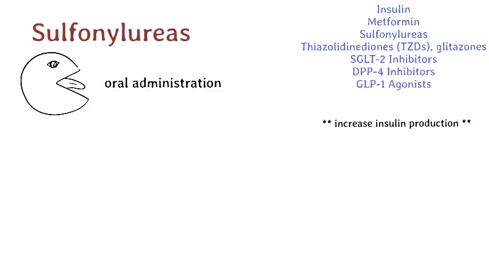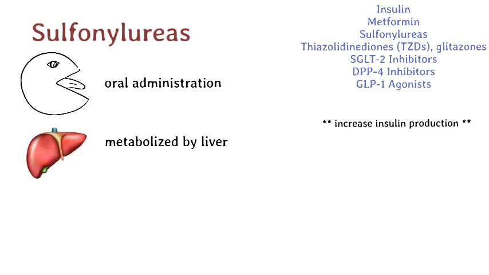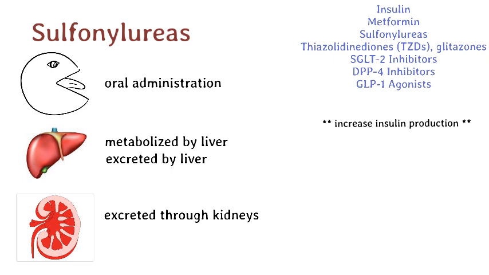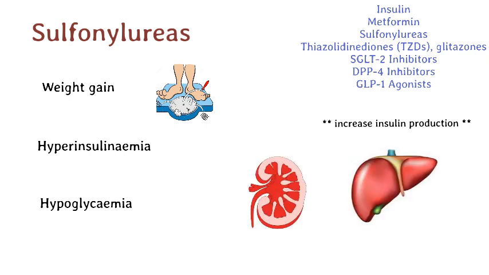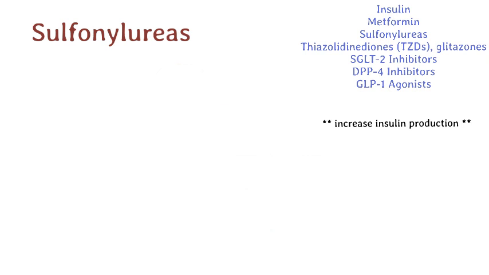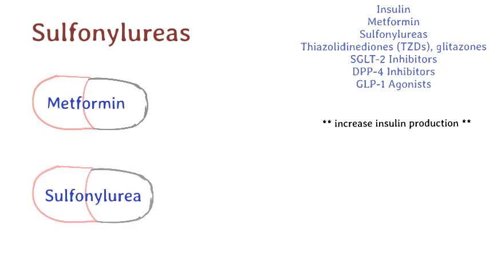Sulfonylureas are given orally, metabolized by the liver and excreted by both the liver and kidneys. They may cause weight gain, hyperinsulinemia, and hypoglycemia, and care should be taken in patients with hepatic or renal insufficiency due to delayed excretion resulting in its accumulation. Moreover, you should be aware of possible hypersensitivity reactions. If metformin alone is insufficient or not tolerated, sulfonylureas may be used next in line or in combination with metformin.